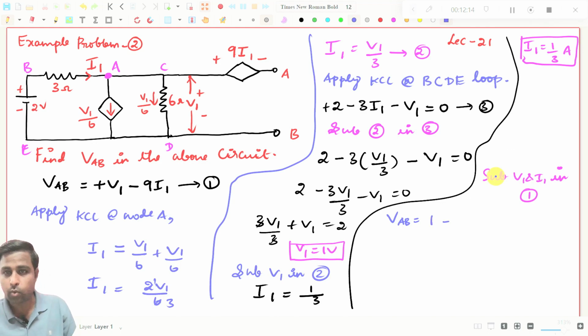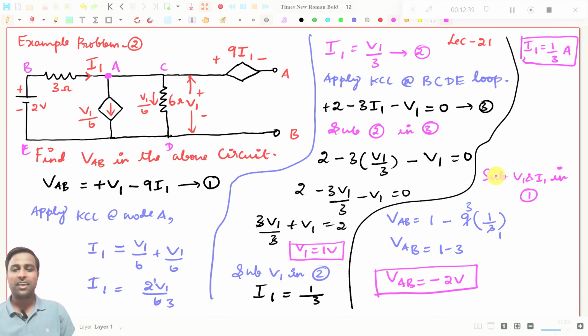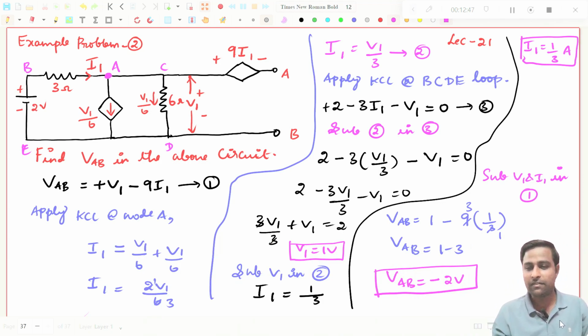That is 1 volt minus 9. What is I1? 1 by 3. So this is 1 times and this is 3 times. So what will you get? VAB will be equal to 1 minus 3. So at last you will get VAB equal to minus 2 volt. Minus 2 volt. See, that is the question asked, right? So what is the voltage VAB? That is the question asked to find, right?